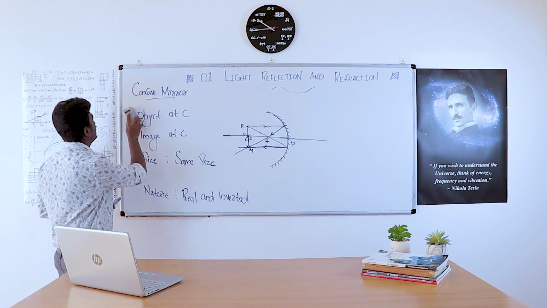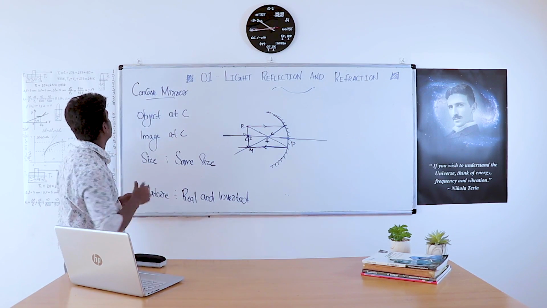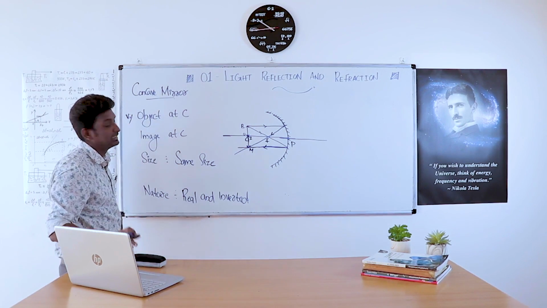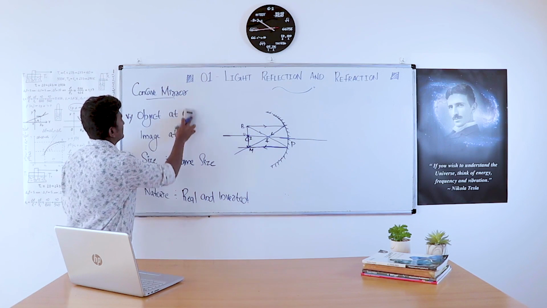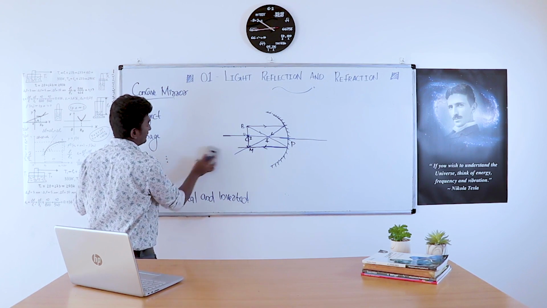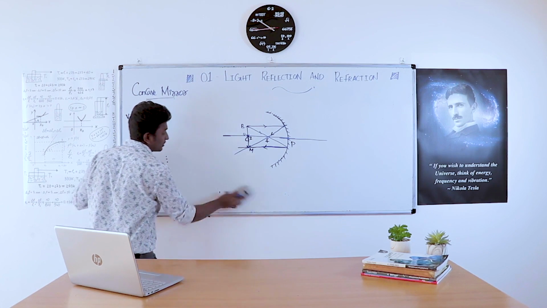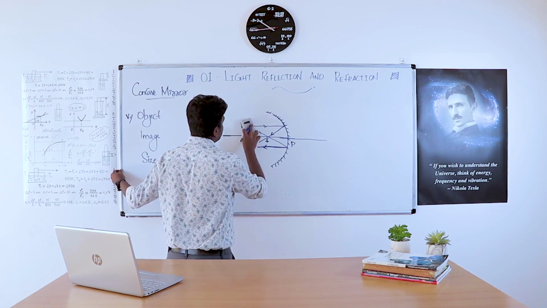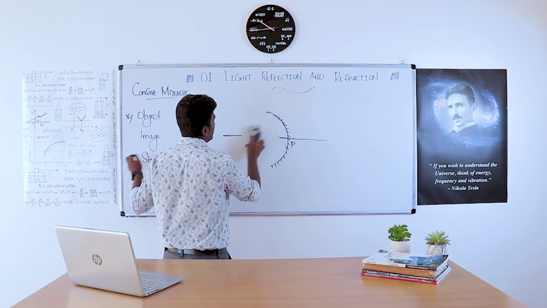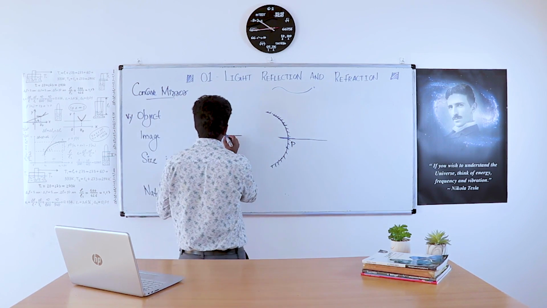Now we can move to the last case of concave mirror, which is the sixth case. Now this is the last case of concave mirror. Then after this we are having two cases for convex mirror. In this figure also, I am using the same image.